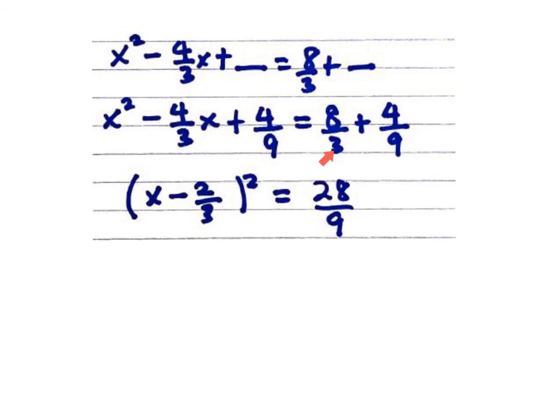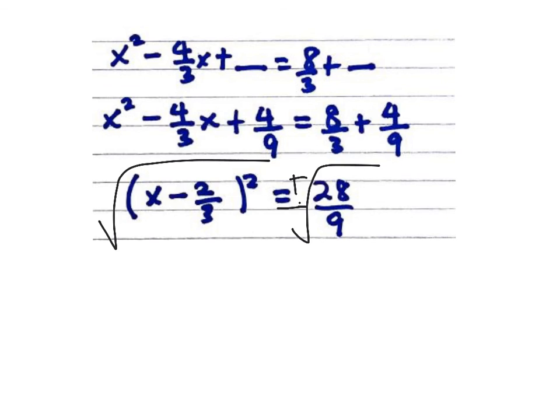So when you add 8 thirds to 4/9 you get 28/9. And then when you factor this, using the pattern, a half of this was 2 thirds. That was from the previous screen. A half of this is 2 thirds. That's what we got right here. So the next thing is to take the square root of both sides, and don't forget the plus or minus.